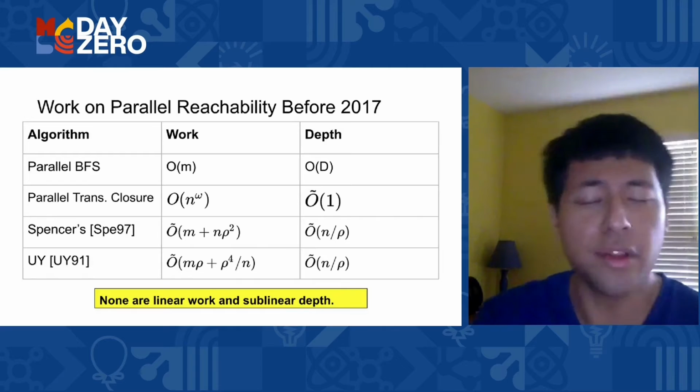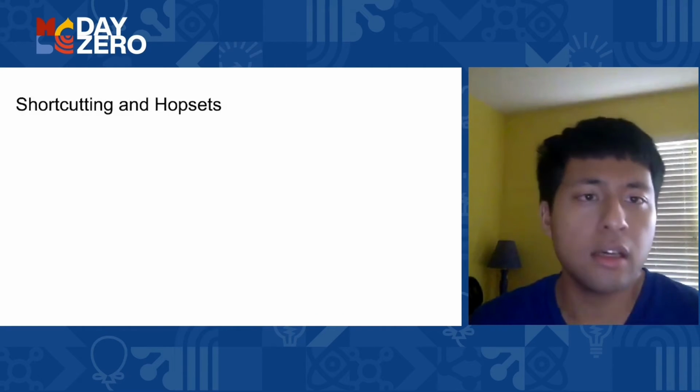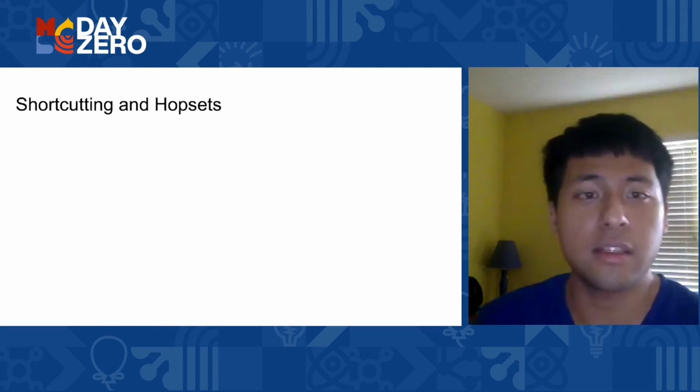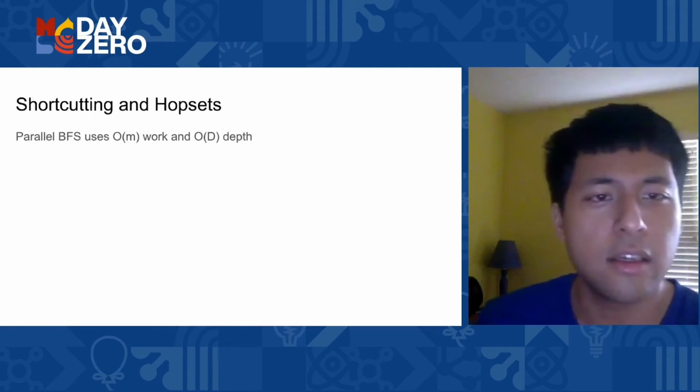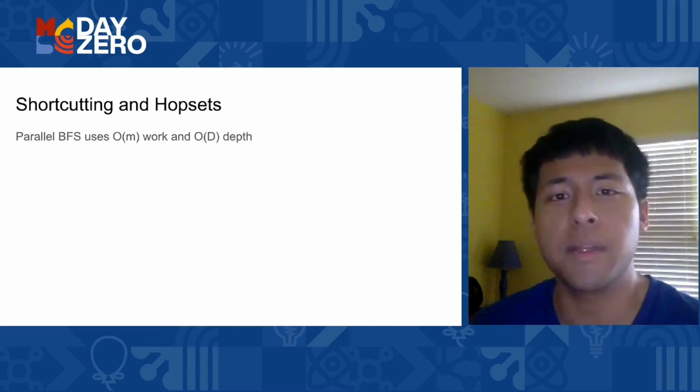So how can we improve over this? An idea is to use an object called Hopsets, and let me motivate that. So the first thing to notice is that parallel BFS uses m work, but the depth is d.